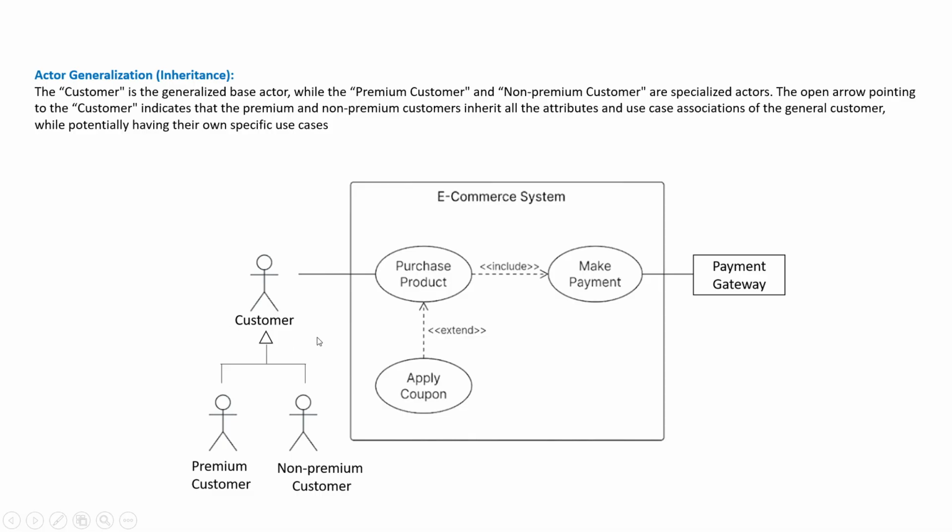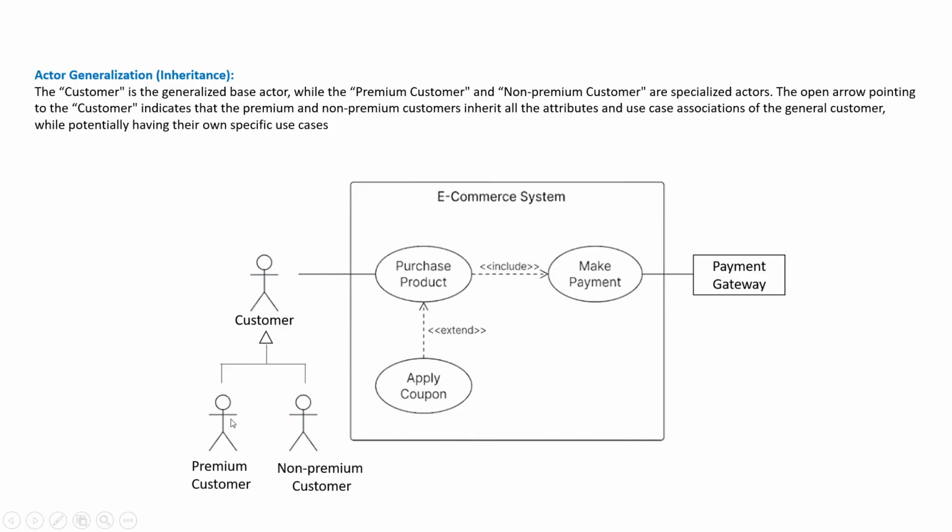So all the attributes about a customer apply to your premium customer and your non-premium customer, and all the actions that a customer is able to perform at this base class level, the premium customer and the non-premium customer are also able to perform if we go up this generalization and inheritance. The reason why we want to use this is, for example, a premium customer and a non-premium customer can purchase a product, right? That's why it's going through the base class customer.